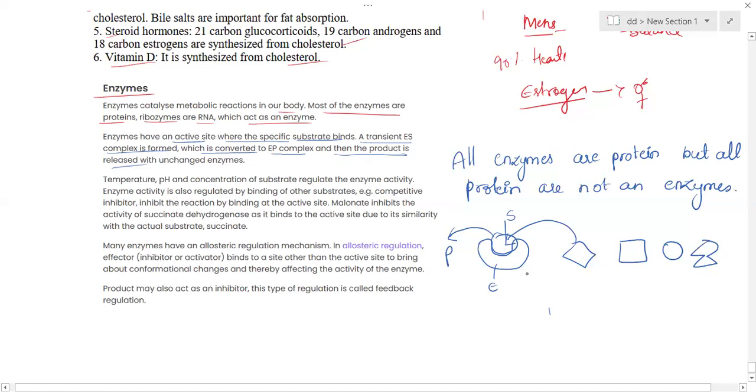Each and every enzyme, we call this protein also, no? For a specific product to be produced, that is catalyzed in the metabolic activity, the enzyme and substrate relate, then the product will be released. For this complex to form, temperature is very important, the pH is very important, the concentration of the substrate regulates the enzyme activity.